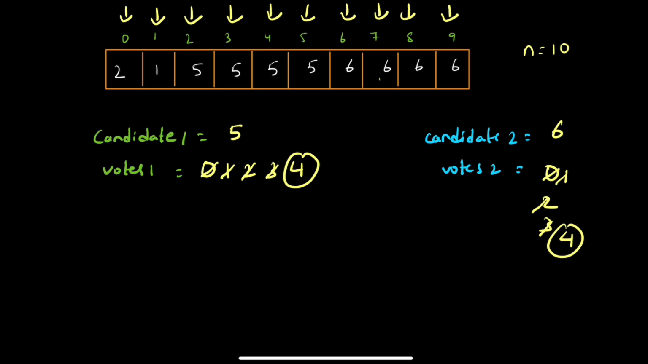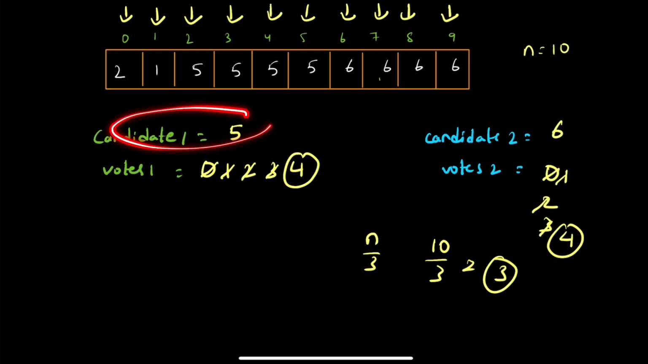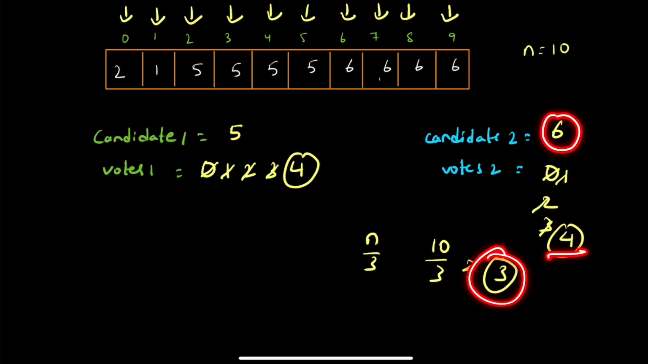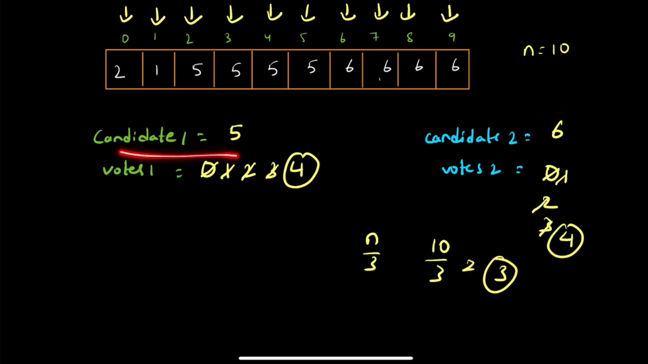So what was the threshold value that we have been given? n by 3. Now here the n value is 10, right? So what will be the value of 10 by 3? It will be 3. So we need to check whether candidate 1's vote is greater than 3. Yes. Candidate 2's vote is greater than 3. Yes. So candidate 1 and candidate 2 both are true actual candidates. So we can conclude that candidate 1 and candidate 2 both have a vote greater than the threshold that we have been given and are true candidates.